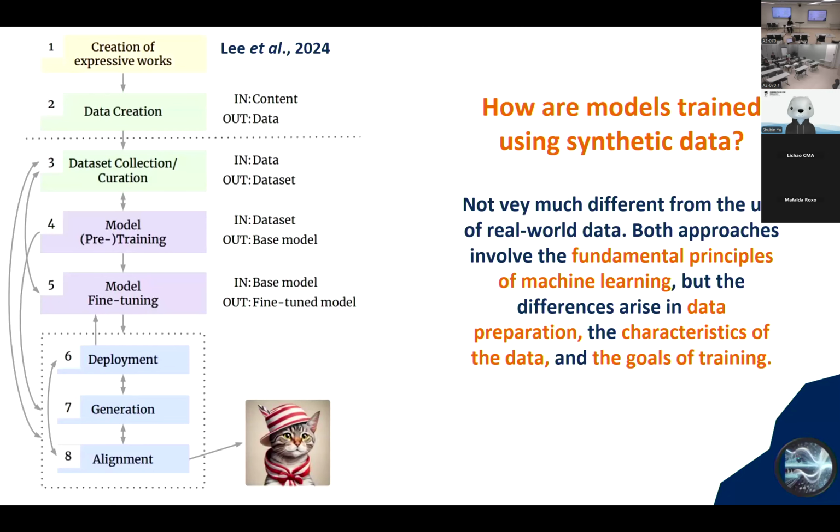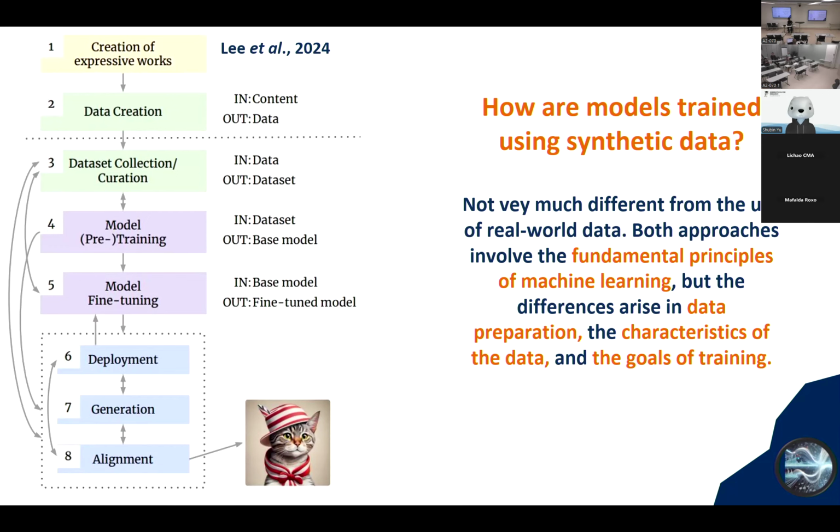We can also look at how the models themselves are trained. This is helpful because when you communicate with a human being, you can understand them much better if you know their behavior. So understanding machine behavior is important when you do any task within generative AI or more advanced models. What I want to show here is that the way models are trained using synthetic data and real-world data is not very different.